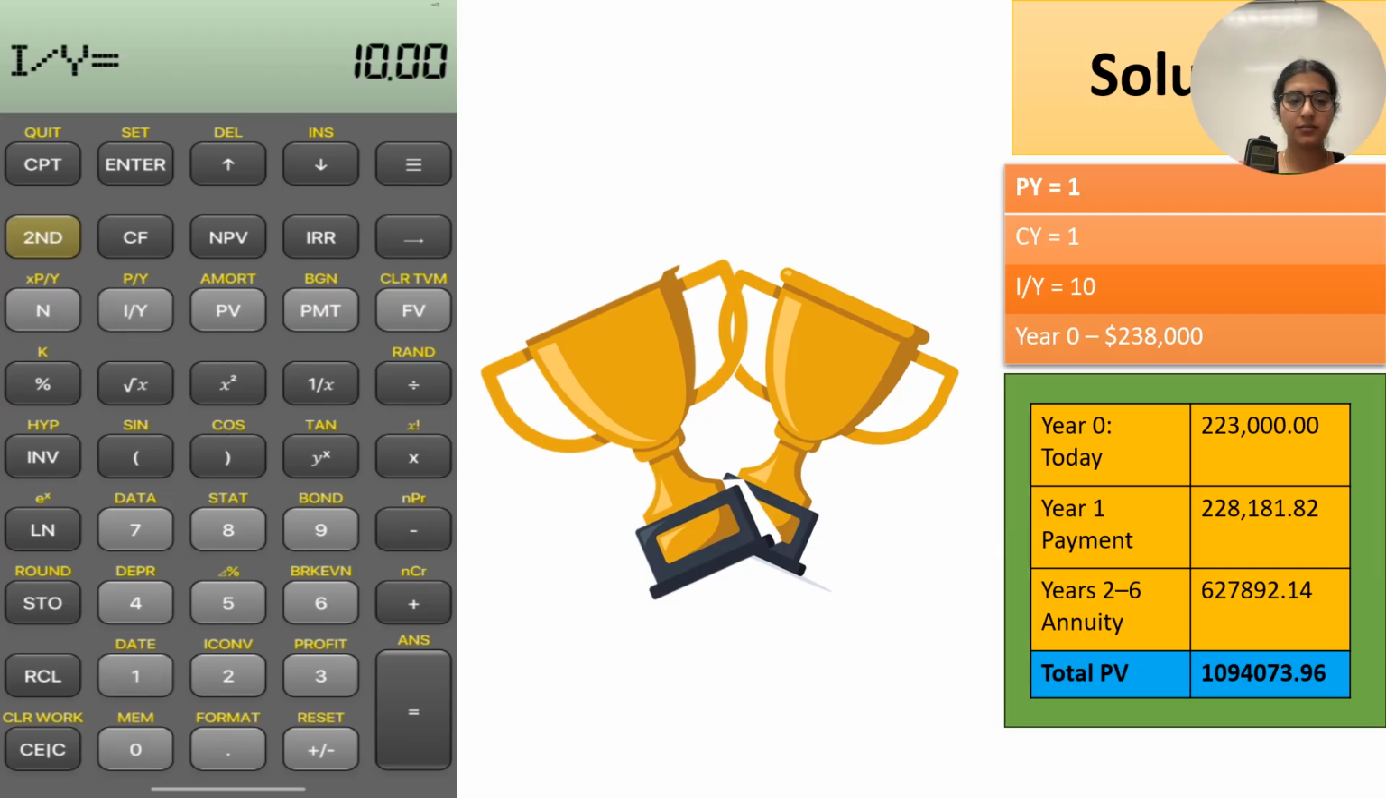We will go through first with year 0. For the payment of year 0, no calculation is needed because this amount is already in today's value.